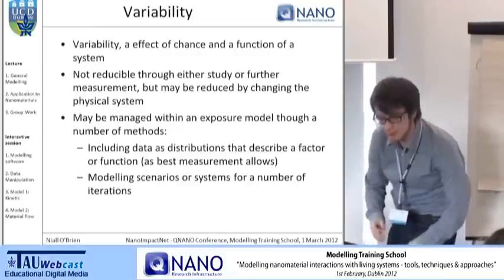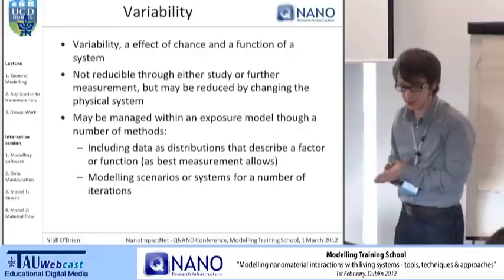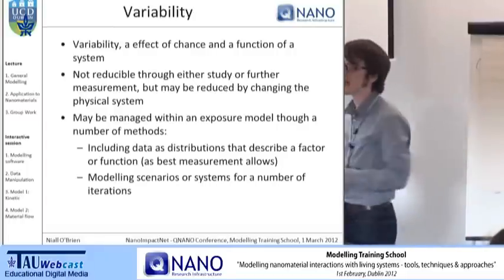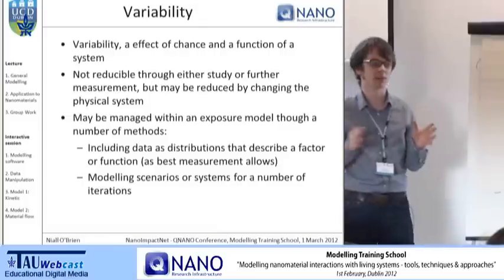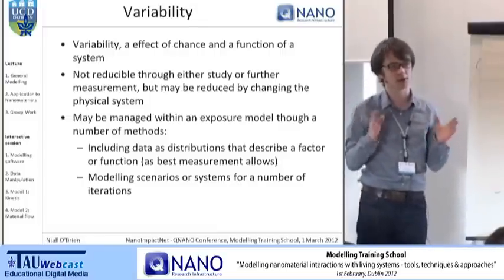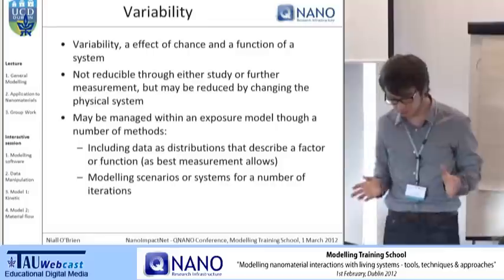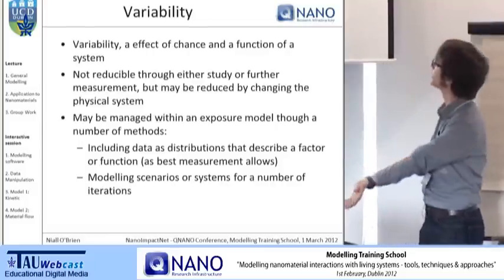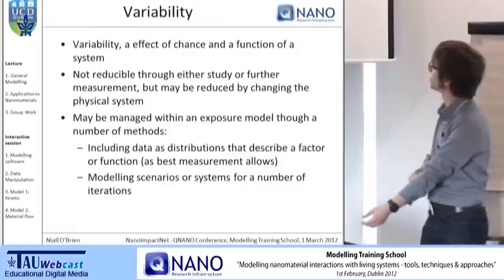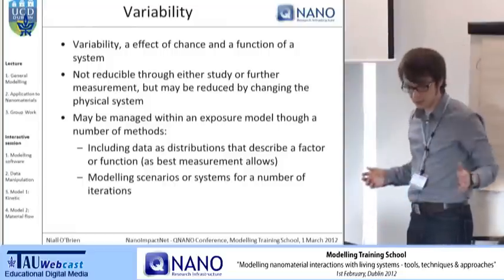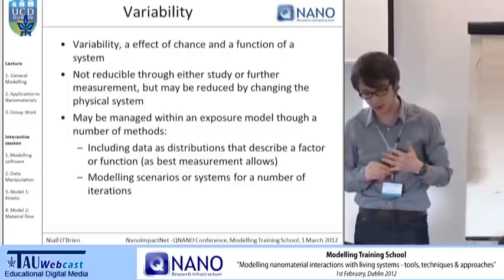So variability is effectively chance and a function of the system. And this can't be reduced through further study or further measurement. It's just an element of the system, a characteristic of a certain system or a certain material or environmental characteristic. And so this can't be reduced through further study, but it may be managed within an exposure model through a number of methods. So this can include data as distributions that describe a factor or function.